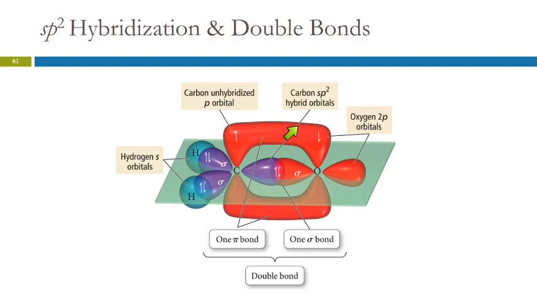This is called a pi bond, this side-to-side overlap, and the end-to-end overlap is called a sigma bond. So this is a sigma bond, that's a sigma bond, that's a sigma bond. This is a pi bond. So it kind of looks like the letter pi. Use your imagination a little bit.